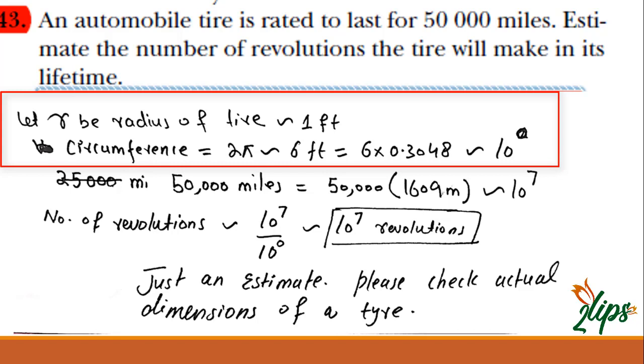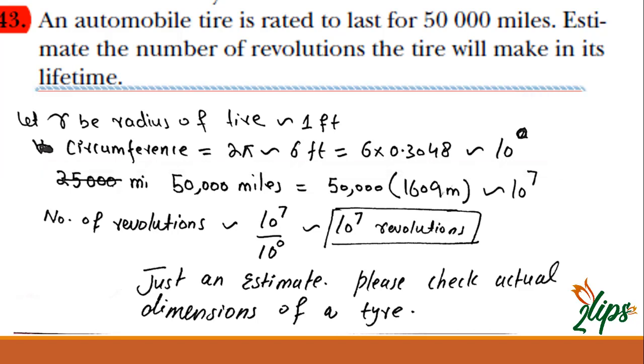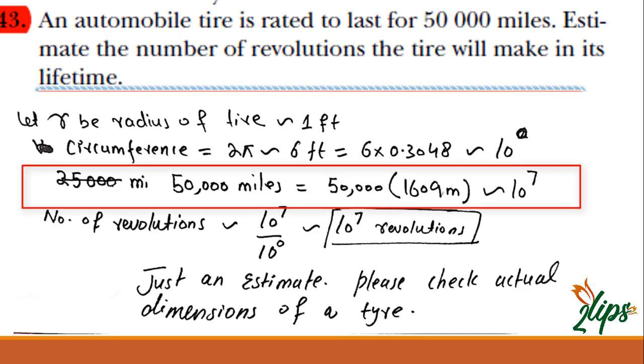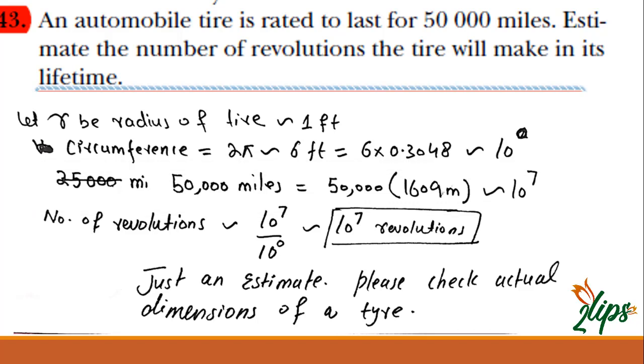So this is an estimate. So second, I have this 50,000 miles, so I can express this distance in terms of meter. So 50,000 multiplied by 1609 meter, because 1 mile is equal to 1609 meter. So this turns out to be 10 raised to power 7 meters. So the distance is 10 raised to power 7 meters, and the distance traveled in one revolution is approximately equal to 10 raised to power 0.